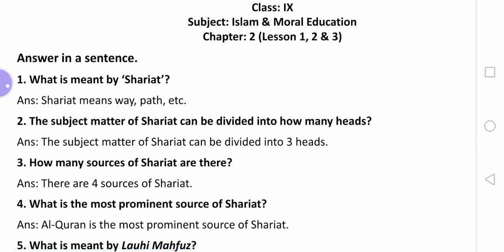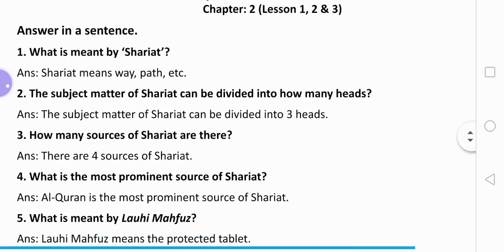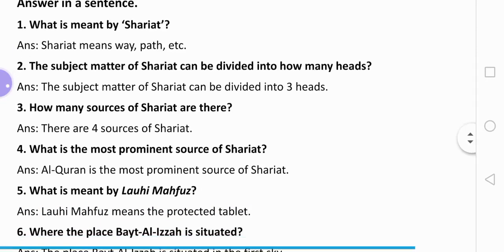Here, let's start. What is meant by Shariat? Shariat means way, path, or road, etc. Number 2, the subject matter of Shariat can be divided into how many heads? The subject matter of Shariat can be divided into 3 heads. You have to memorize this properly because these are informative questions. This is a very important question for your exam.